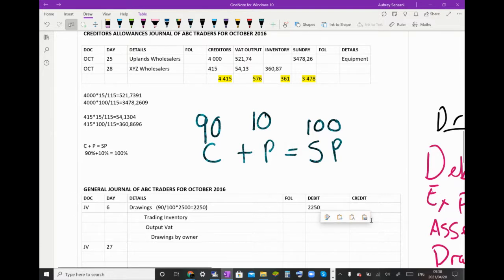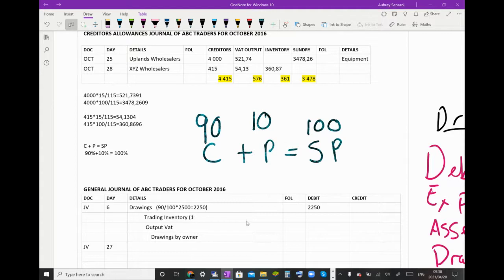So drawings is the cost price inclusive of VAT. Okay? I think I might have said exclusive of VAT earlier. Sorry about that. Okay? Inclusive of VAT. Okay? Then we say to ourselves, inventory, we know it's the cost price exclusive of VAT.